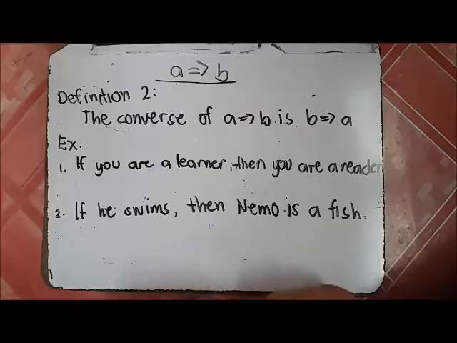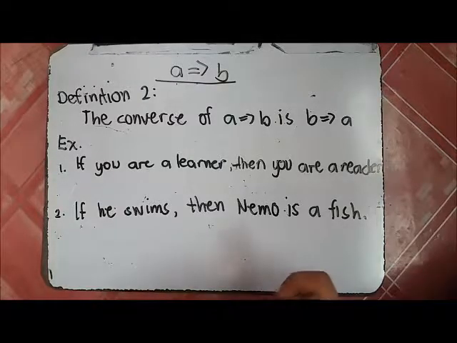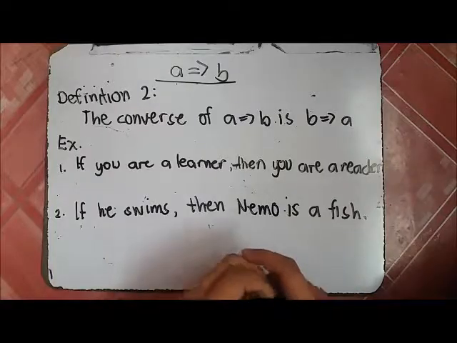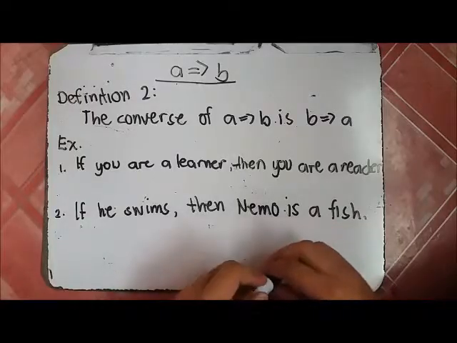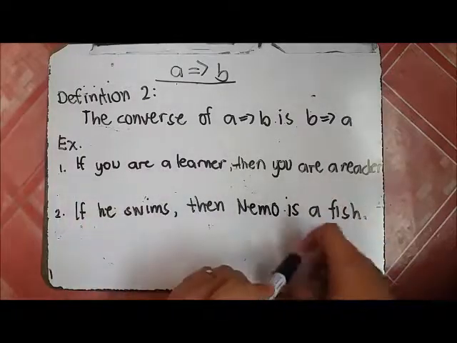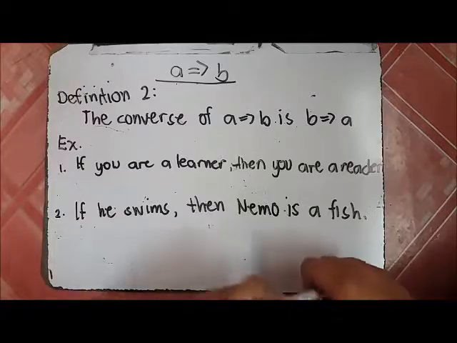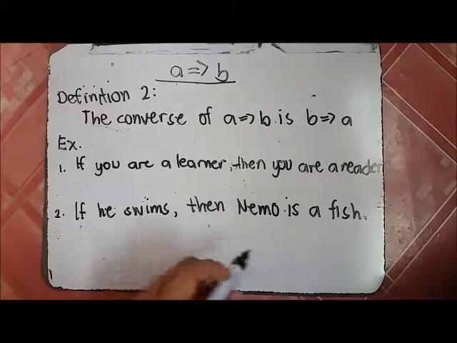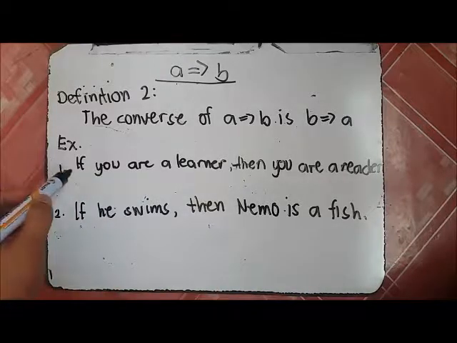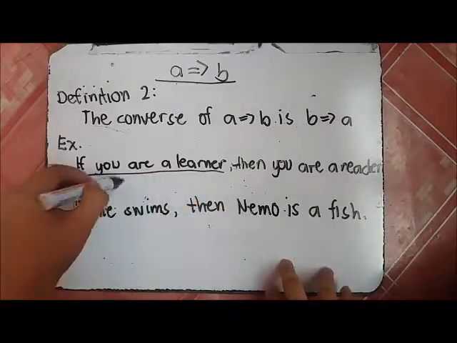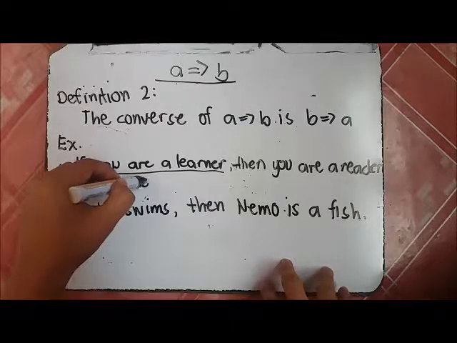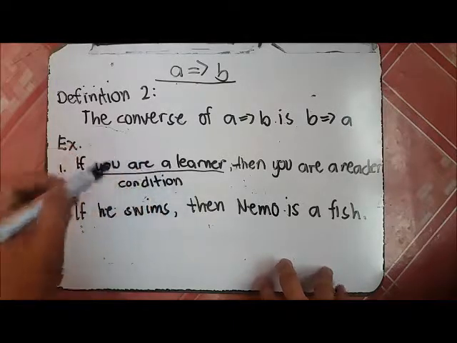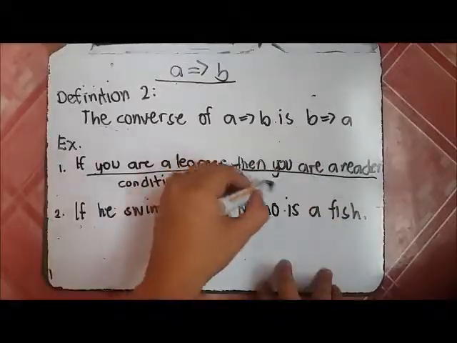So for example, if you are a learner, then you are a reader. So in example 1, in definition 1, the statement is if you are a reader, then you are a learner. So here we interchange the original statement from B to A and A to B. So the new statement here is if you are a learner, which is the condition, and then you are a reader is the conclusion.